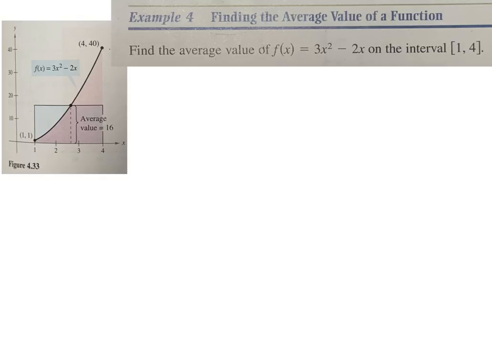So here's the example of that. Find the average value of the function 3x squared minus 2x on the interval [1, 4]. On the outside, if they want average value, you're going to say 1 over 4 minus 1. That's what you're going to do for 1 over b minus a. And you're going to take the integration from 1 to 4 of 3x squared minus 2x dx.